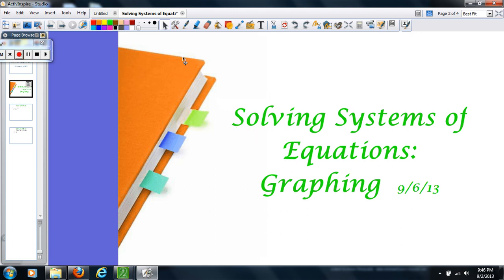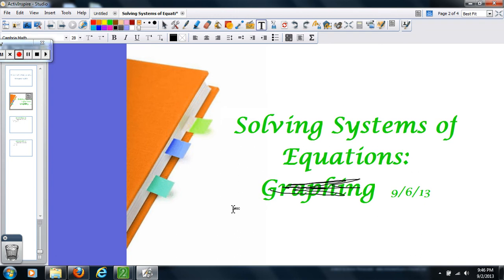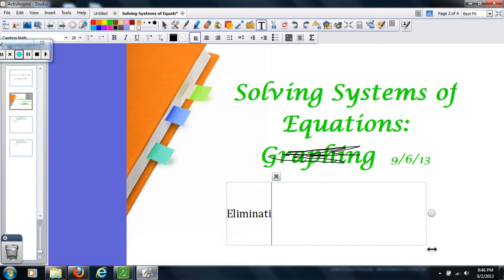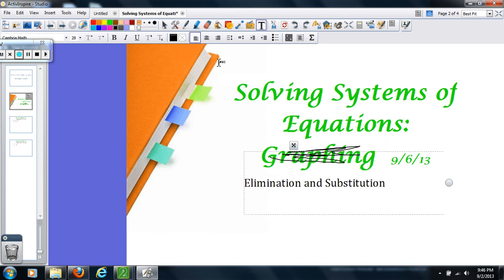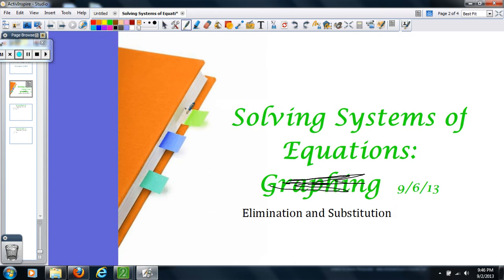Well, how about that? Let's go ahead and make a change here. This should not say graphing. This should be by elimination and substitution. That's actually what that should say. Elimination and substitution.